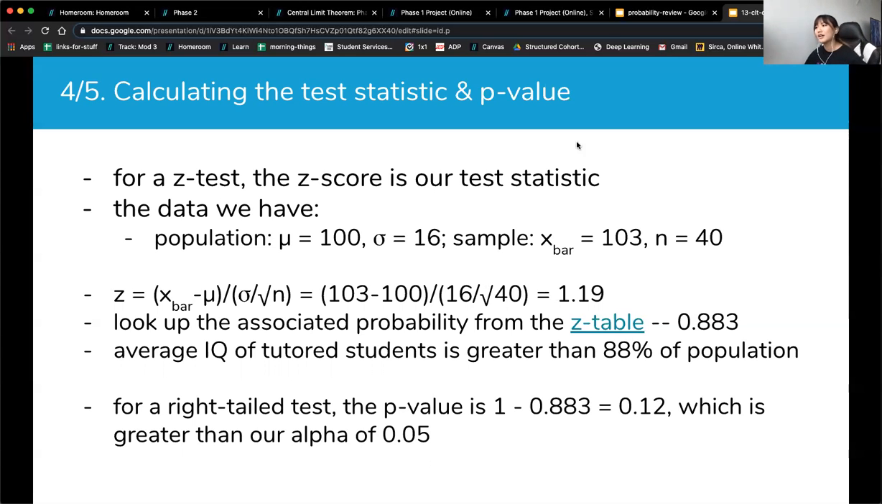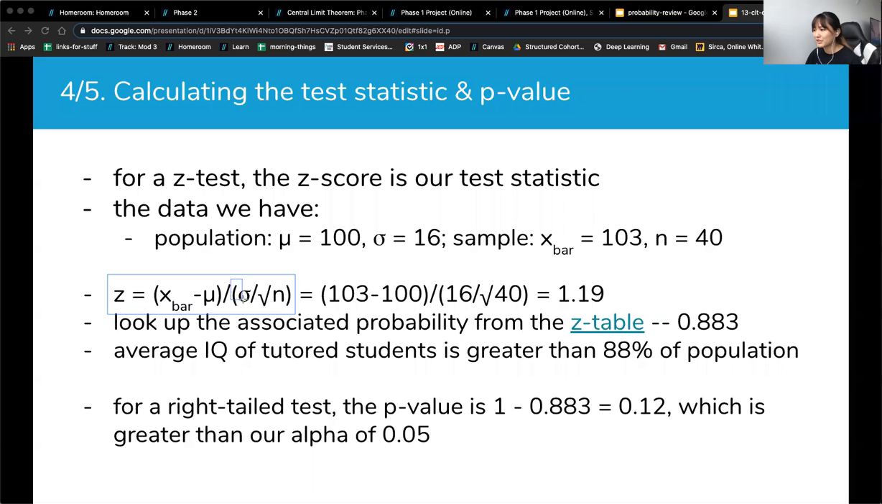But here, for the z-score, given that we have all of these parameters for our data and our population and sample, we plug all our numbers into this formula. And I talked about this yesterday. Let me actually just circle it so it's a little bit clearer. So this is our z-score formula.